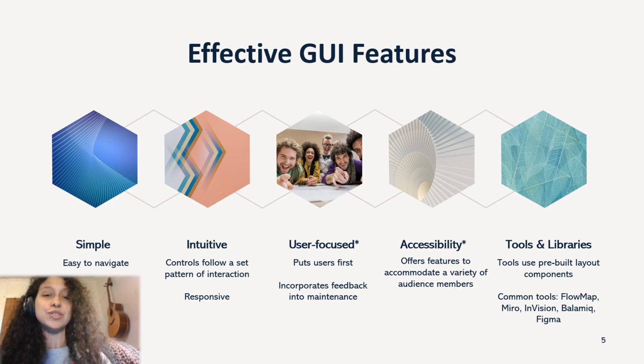Effective GUIs are also user-focused. That means they put the users first. The developers think about how the user is going to be using this product, what their experience is going to be like, what their needs are, what their wants are, and development teams often incorporate feedback from users into the maintenance of their product. Effective GUIs should be accessible. This means that they offer a variety of features to accommodate the widest audience as possible.